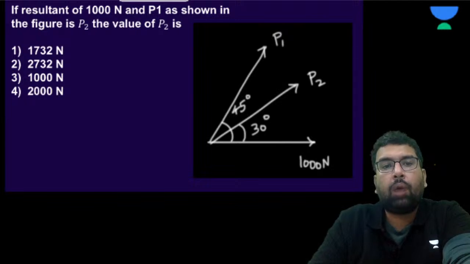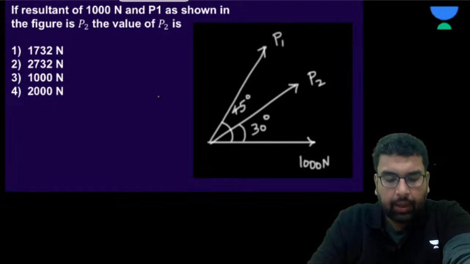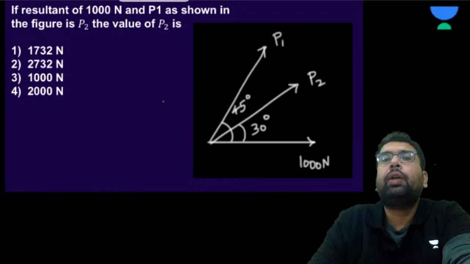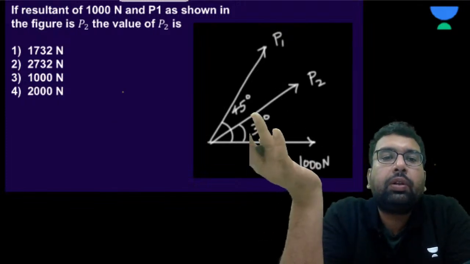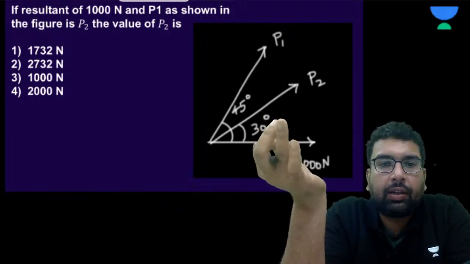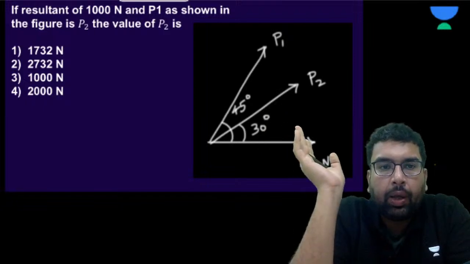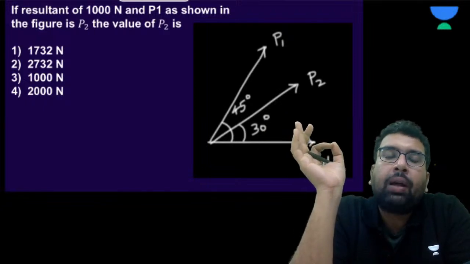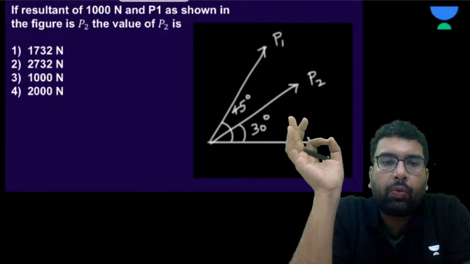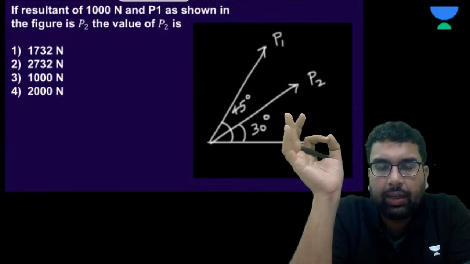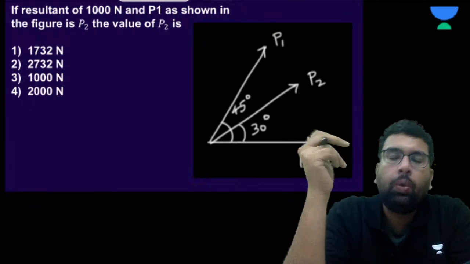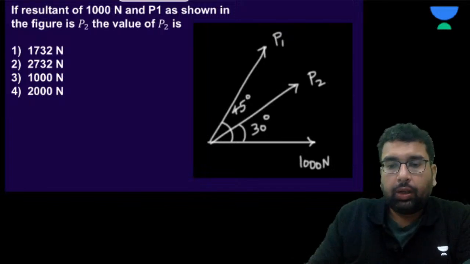So how can we find this P2? See, now please understand this. In this question, it is again a question that comes from vectors, the law of parallelogram. If you apply the law of parallelogram of vector addition, you will easily be able to solve this question. See how? Now, what is the law of parallelogram?